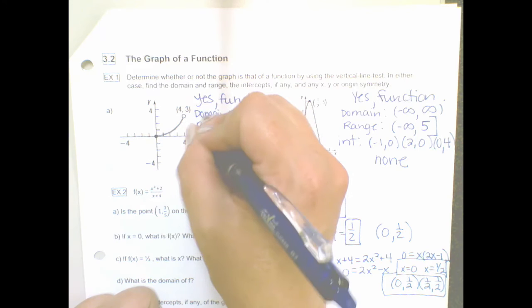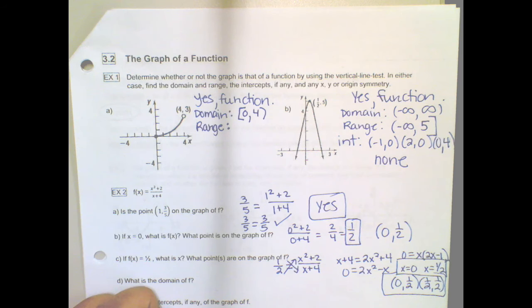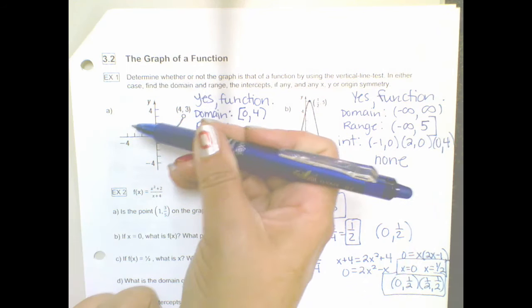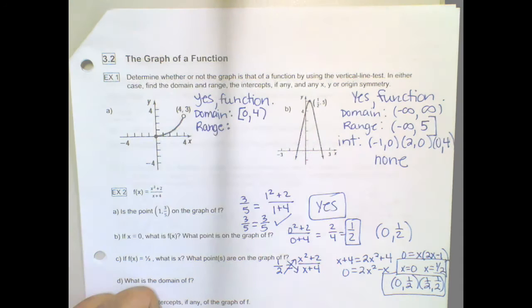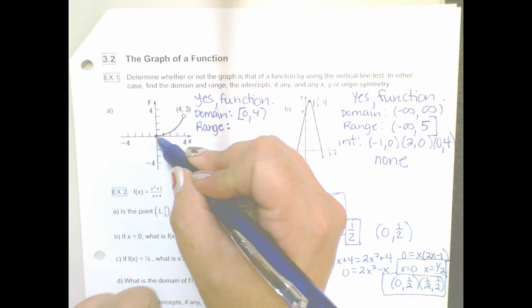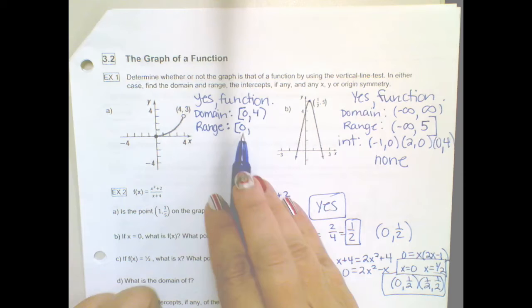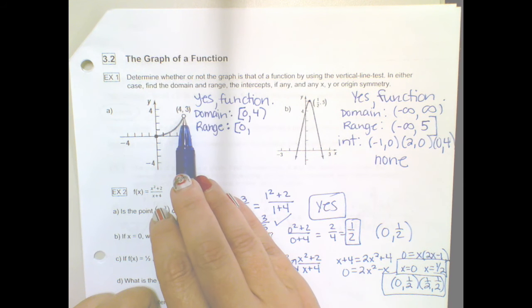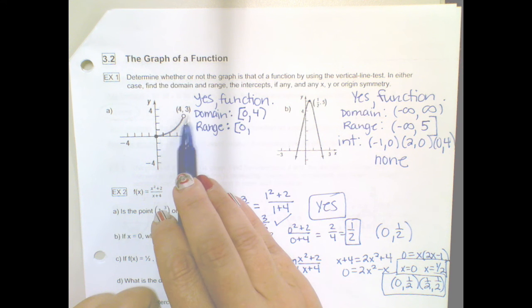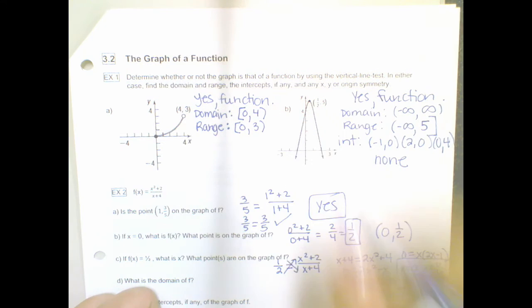The range, same idea, except with domain, I look to the left, then I look to the right. With range, I look down first, so lowest possible value is at this point. The y value there is 0. After I look down for the lowest value, then I look up for the highest value, and the highest value I can reach is at this point. Again, range is the y's, so the 3. Again, it gets a parenthesis because that's an open circle there.